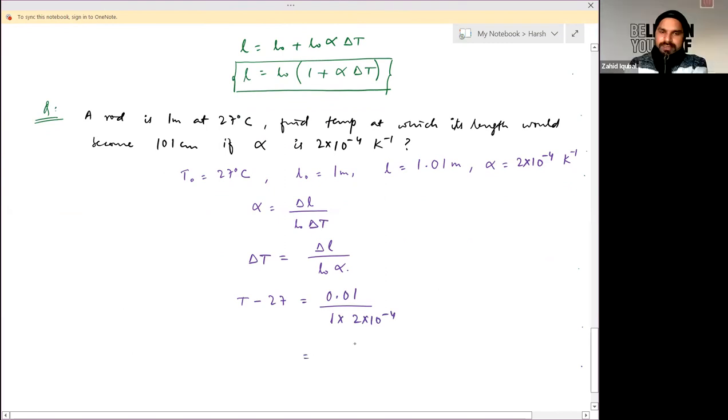You may write 0.01 as 10 to the power minus 2. If you move this part to the numerator, you will get 10 to the power plus 4 divided by 2. So it will be 100 divided by 2, that is 50. So the final temperature will be 50 plus 27, which is 77 degrees Celsius.